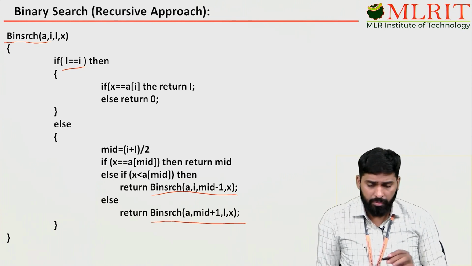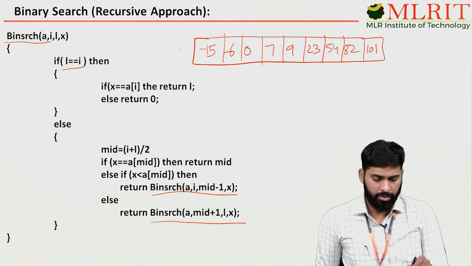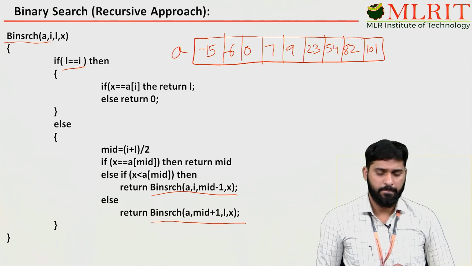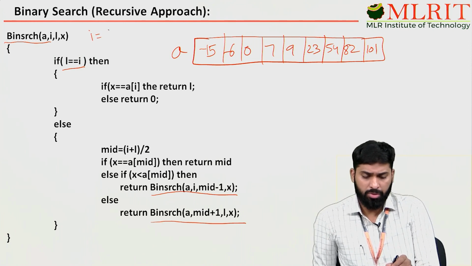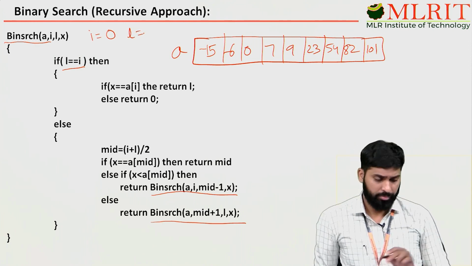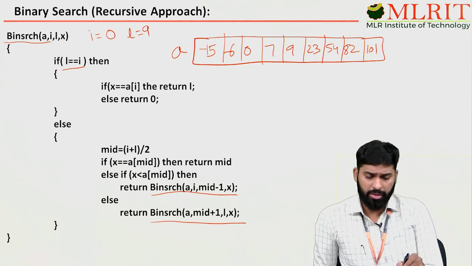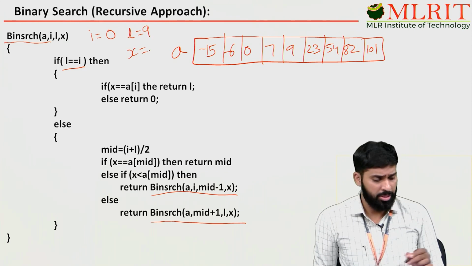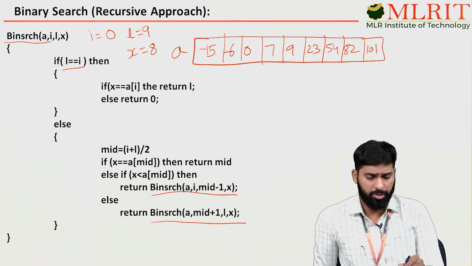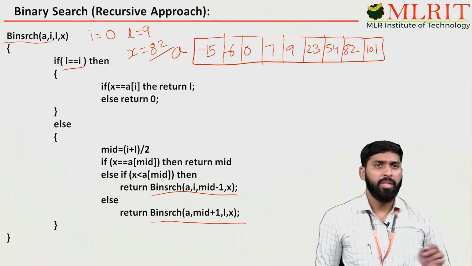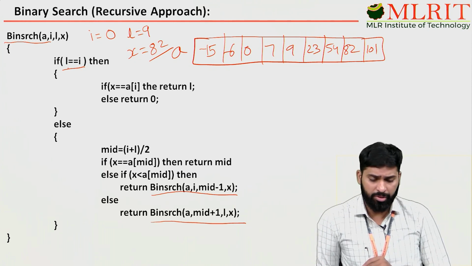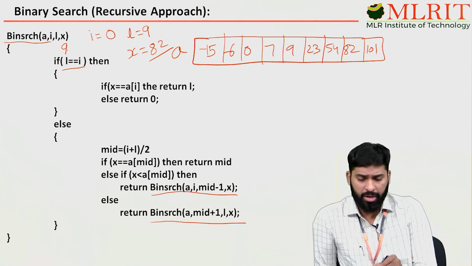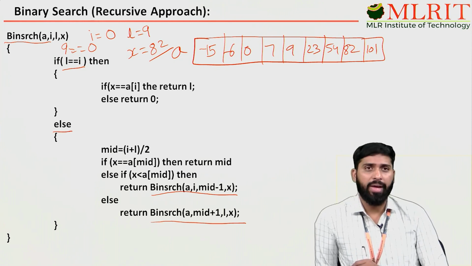Now the same problem. So this is the array A. What is A here? The array, I equals 0, L equals the length of the array, that is 9, X equals the searching element. For example, the searching element is 82. Here I am taking the searching element X equals 82. Now, L equals I? What is L here? 9 equals 0? No. So we move to else.